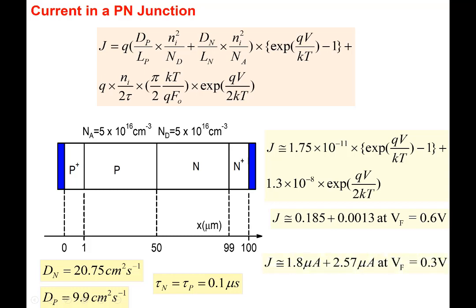But if I change the calculation to 0.3, look at the first term, 1.8 micro, and the second term, 2.57 micro. So at lower bias, the two become comparable. And if I go to even lower bias, this term will begin to dominate, so the current is this particular 2kT term. In fact, many of the diodes that you will take in the lab, say a diode designed for rectification for your power supply, a 220 volt power supply, right?